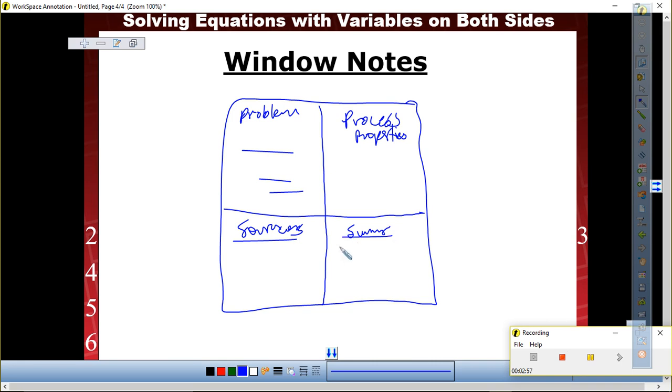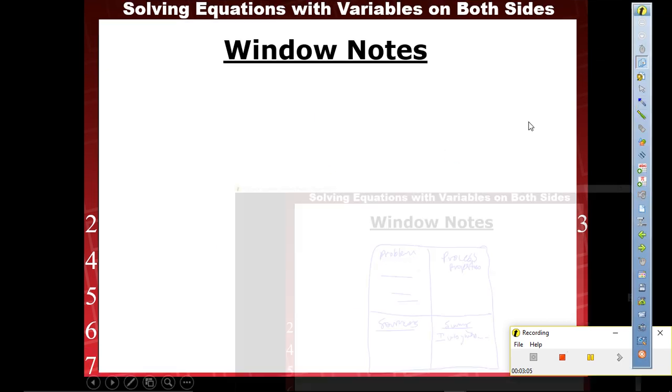And the summary always starts with what? I was given. All right, and then you know what to do from there. Yes? Yes, Mr. Q? All right, good.